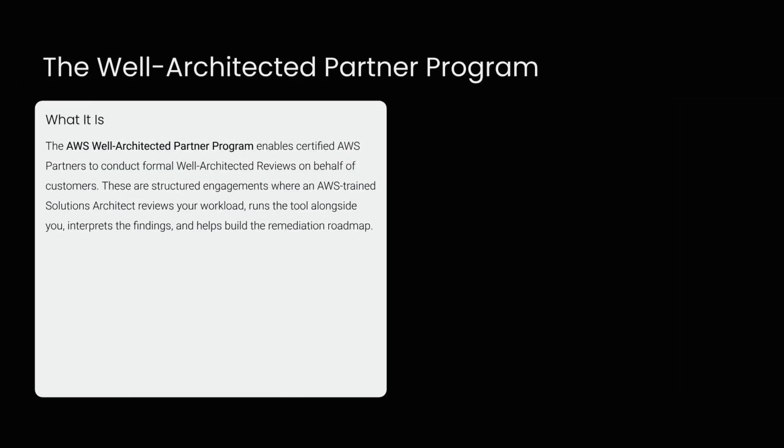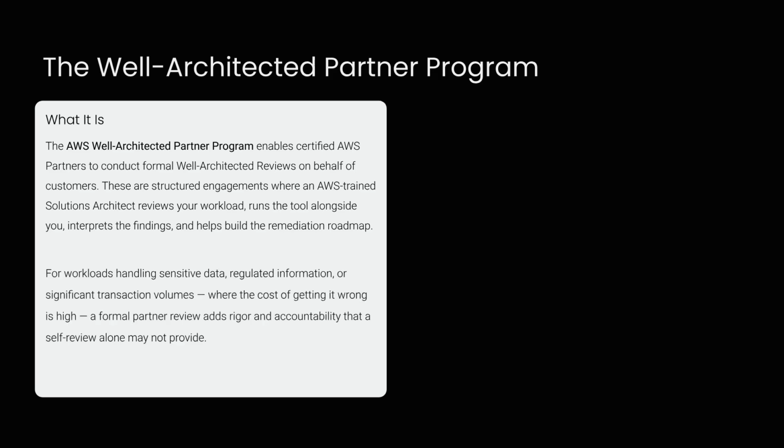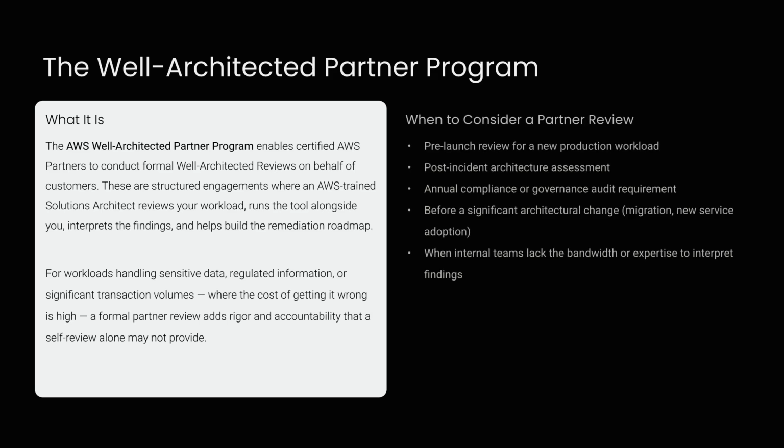The AWS Well-Architected Partner Program enables certified partners to conduct formal reviews. This adds rigor and accountability, especially for high-stakes workloads. Consider a partner review before a major launch, after an incident, or as part of an annual audit.